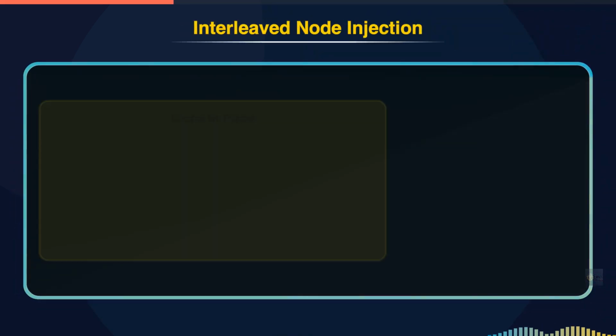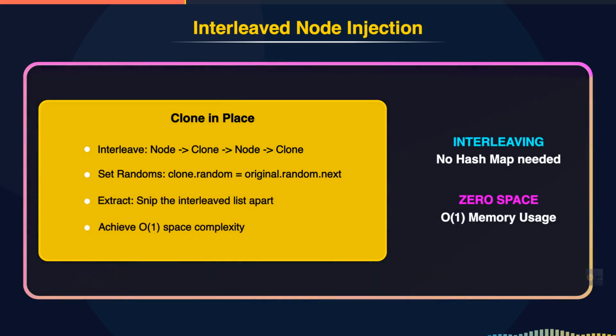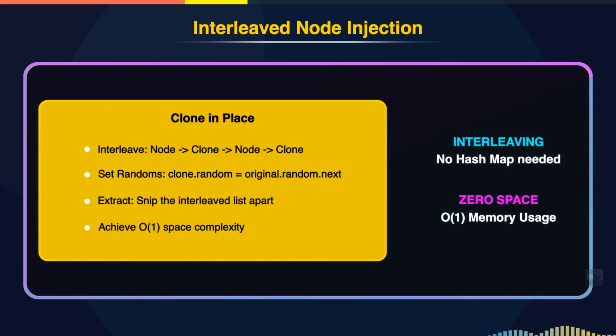Our strategy has three elegant passes. First, we interleave the list by inserting a copy node after every original node. This creates a node clone node clone pattern. Second, we copy the random pointers. If the original node points to X, its clone should point to the clone of X, which is conveniently just X.next. Finally, we separate the two lists by unzipping the next pointers to restore the original and extract our perfect deep copy. Let us dive into the dry run.